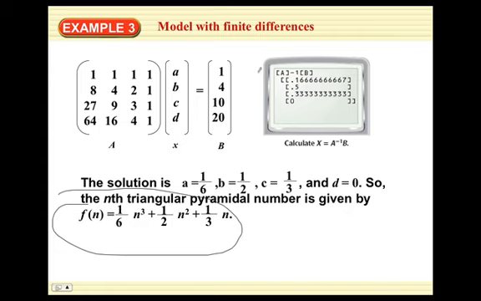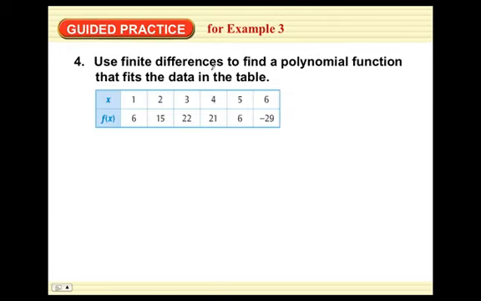That's example type number 3. So you want to find a model, meaning you want to find an equation, okay, for any table that I give you. So if I gave you this table, go ahead and try that. Find the function. Notice it doesn't say what are the finite differences. It says what is the function that represents this table.